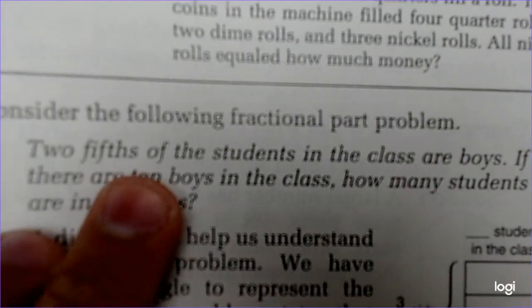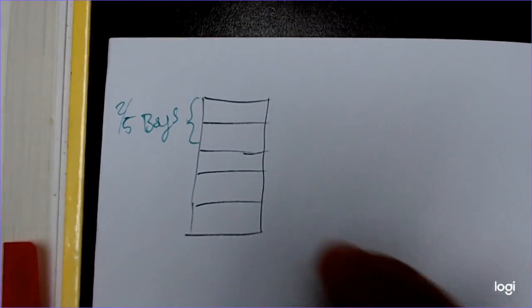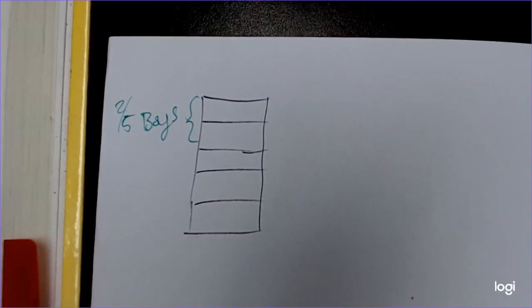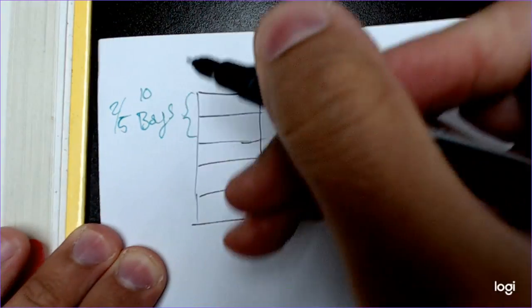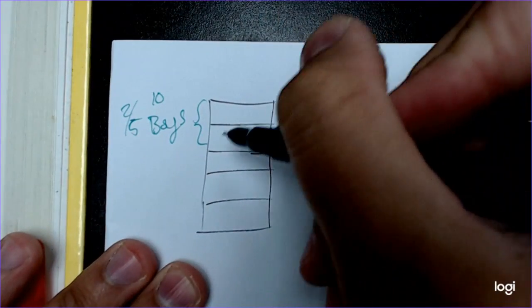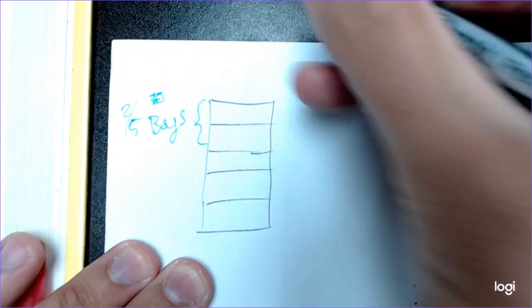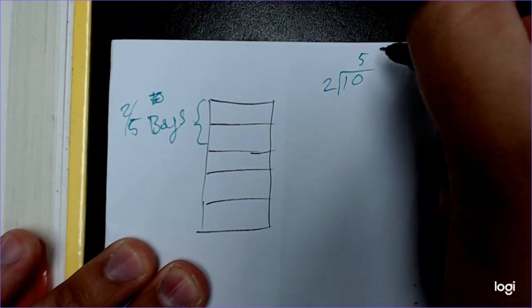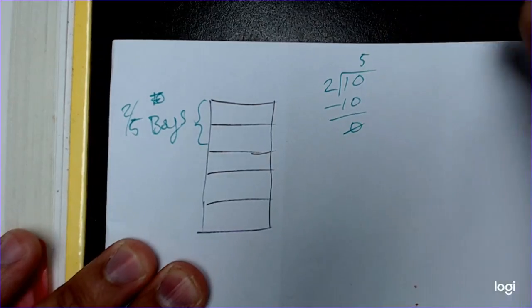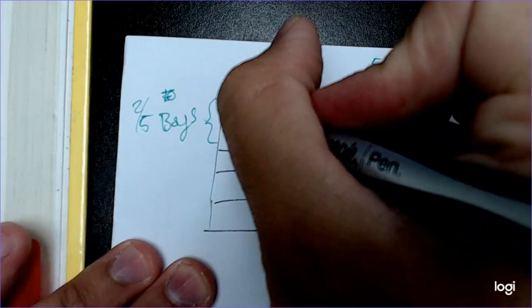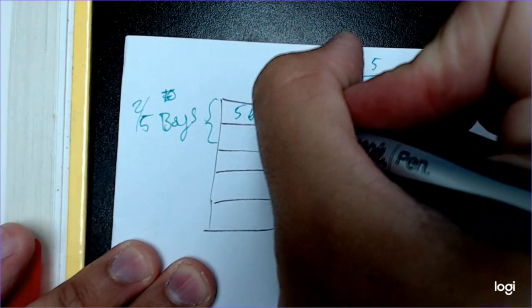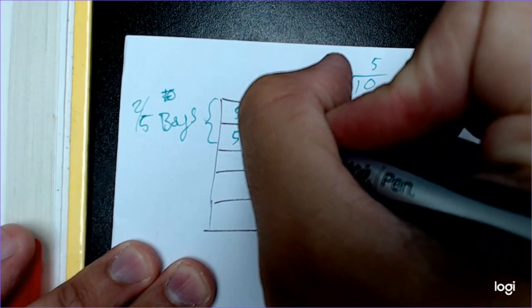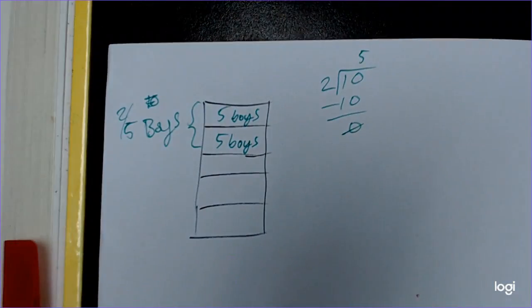Now what they also tell me is that there are 10 boys in the class. So of these 2 blocks, there are 10 total. So if that number is 10, I have to split the 10 evenly across how many blocks there are. Since there's 2 blocks, I'm going to divide 10 by 2. So I take 10, divide it by 2, 2 goes into 10 5 times. So that means each block must have 5 boys in it. So that's 5 boys and 5 boys, right?